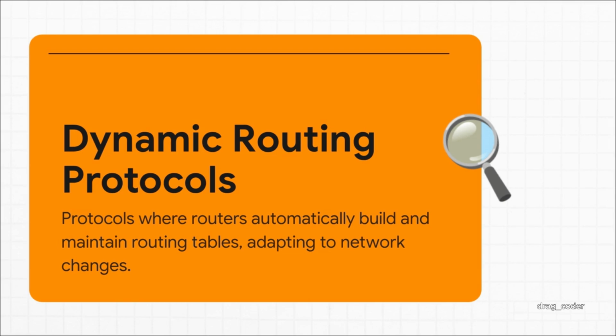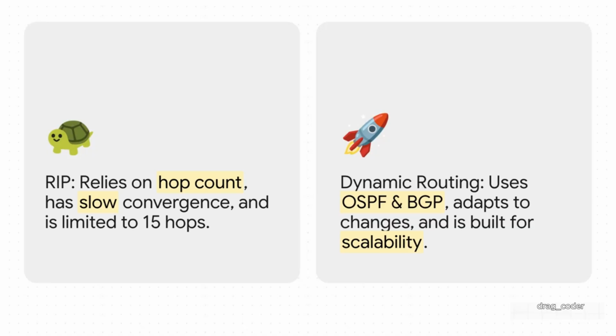These are the super intelligent systems that really power the modern internet. Instead of just blindly trusting their neighbors, routers that use these protocols all work together to build a complete, constantly updated map of the entire network. And the difference is stark. I mean, look at this. On the left, you've got RIP. It's slow, it's limited, and it's based on secondhand info.